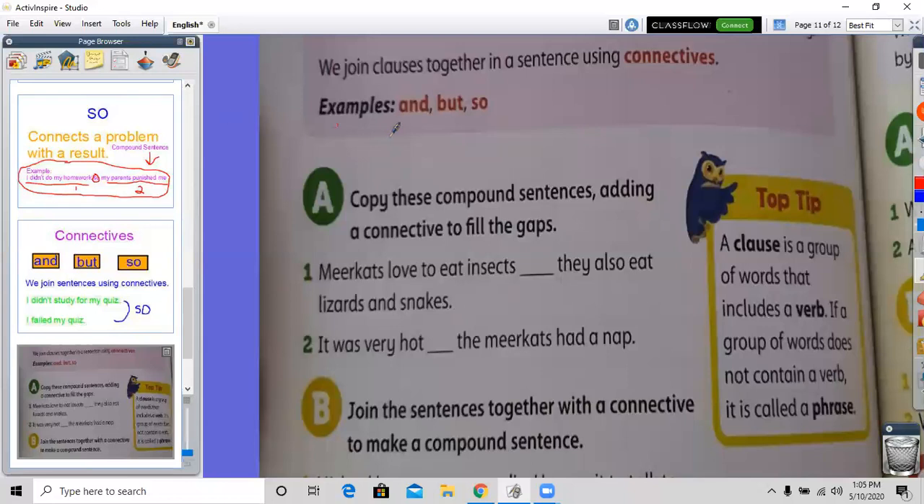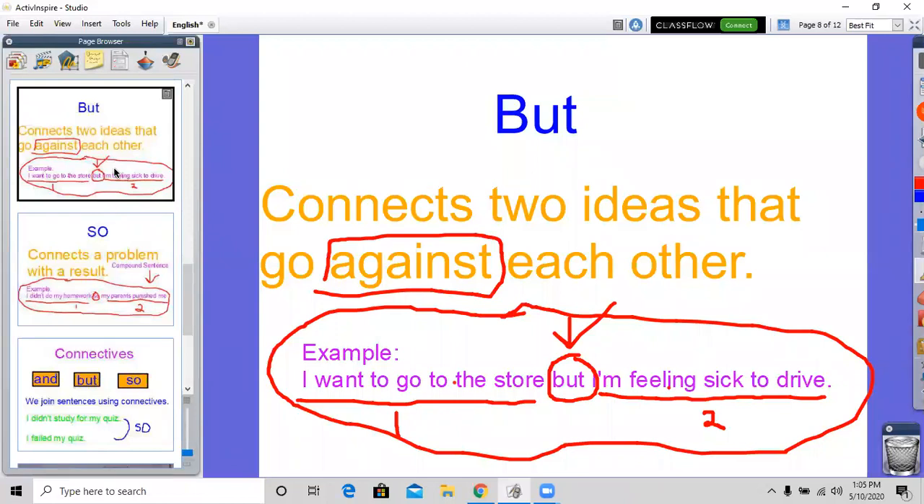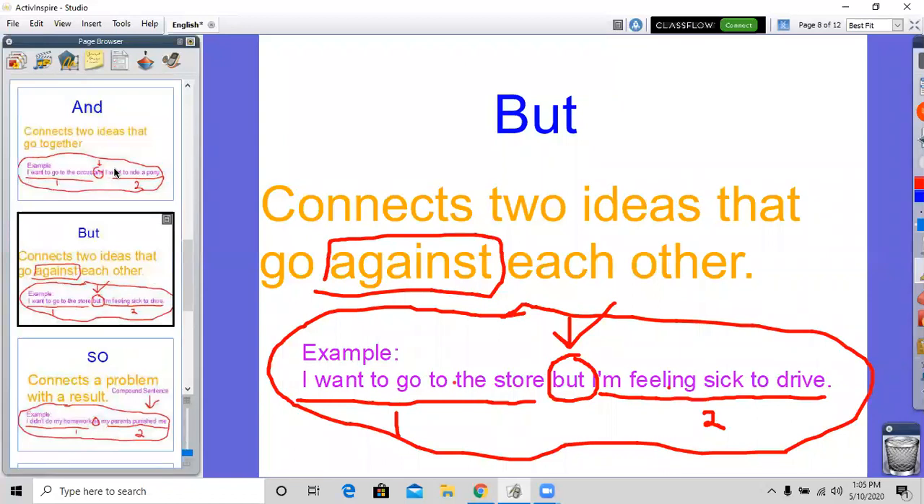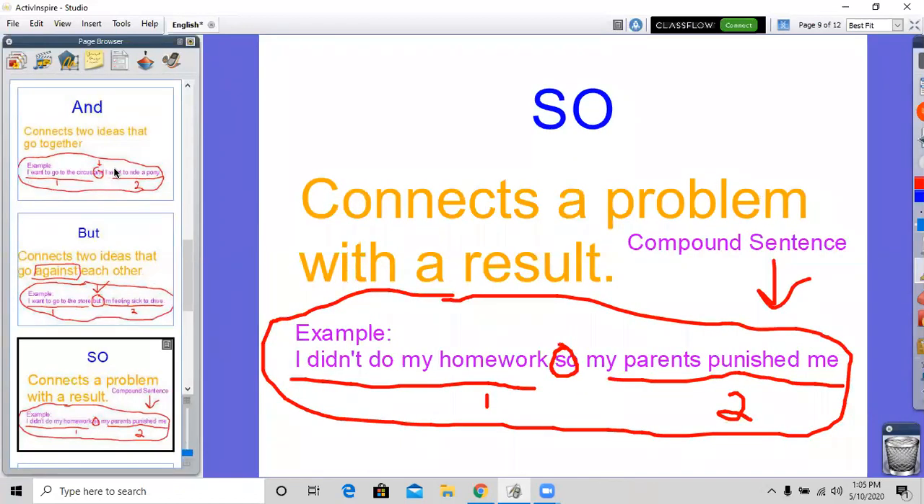So think about it. We have to use and, but, or so here. What do you think? Which one should we use? Just take a few seconds and think about it. Are we joining two ideas together? Or is there a problem and something happened due to the problem? So we'll use so. Or are we joining two ideas that go against each other?